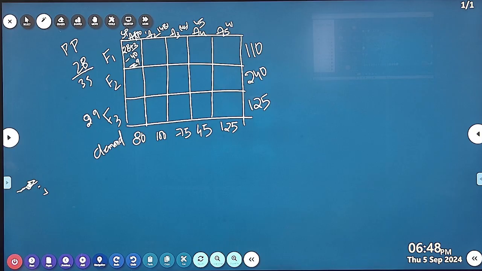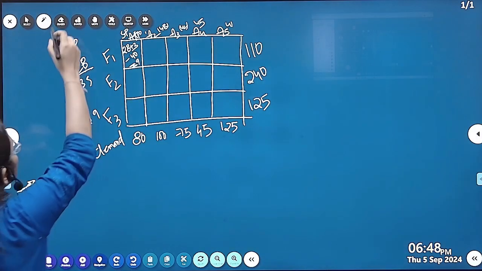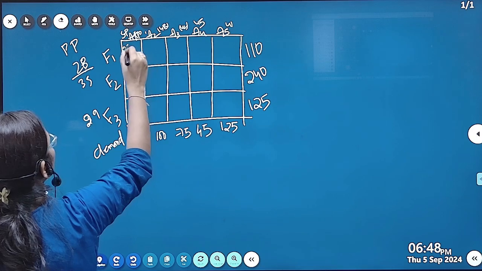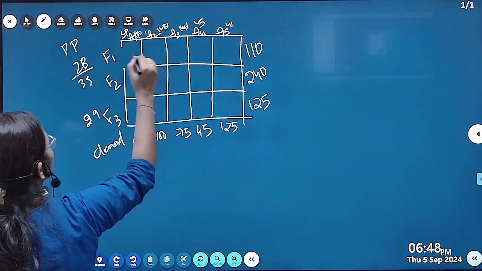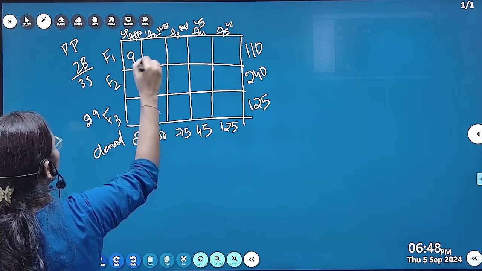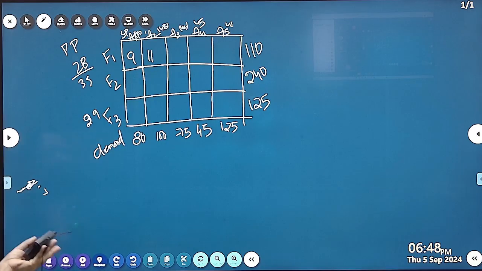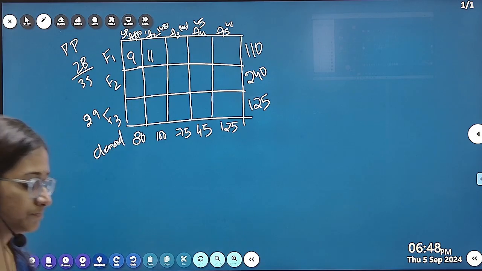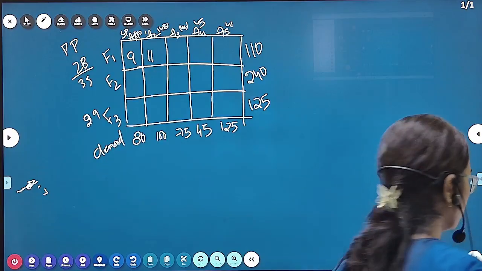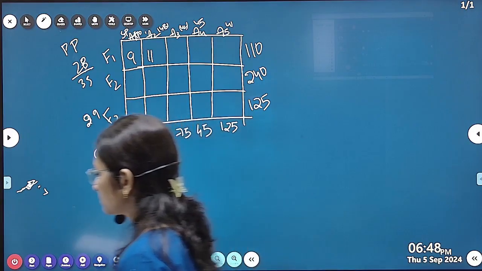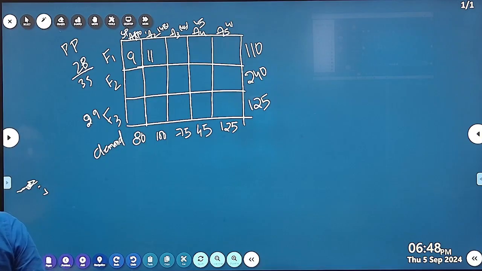Okay, ma'am. Do it and tell me the matrix values. The first one is 9, then 11. It is nothing but selling price minus purchase price only. The next one is 6.